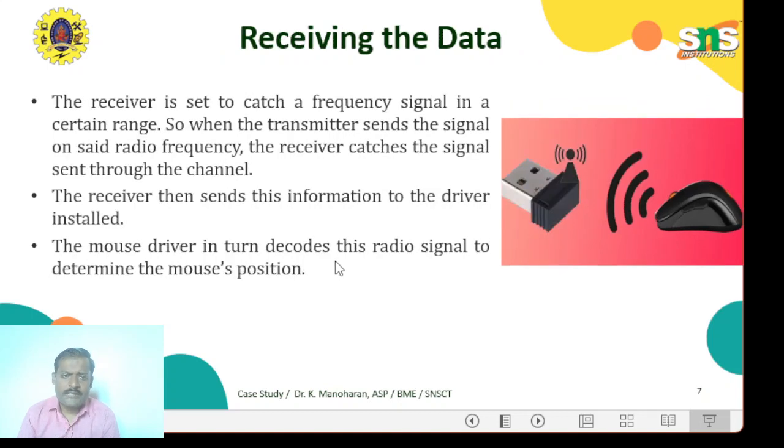Receiving the data: the receiver catches the frequency signal in a certain range. Whenever the transmitter sends the signal, the receiver receives that information, decodes it and gives it to the system. The receiver sends the information to the driver installed in the system. The mouse driver turns the decoded signal into a command, because we have already identified which movement, which direction or which clicks. So it decodes the radio signal to determine the mouse position.